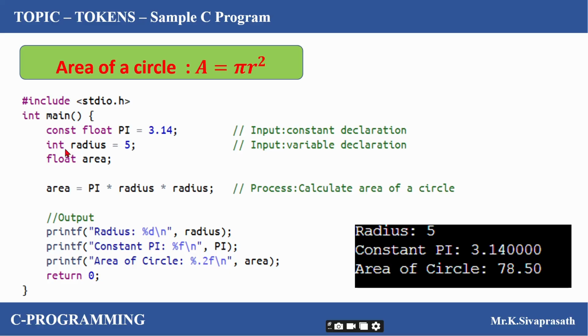In the second line, we have int radius. The radius is another variable of the data type int, which takes the value 5. So here the input is the variable declaration. This is the command line I have given you over here. And third comes float area. Area is a variable of the data type float. So here we are using integer as well as float data types to ensure the data storage.